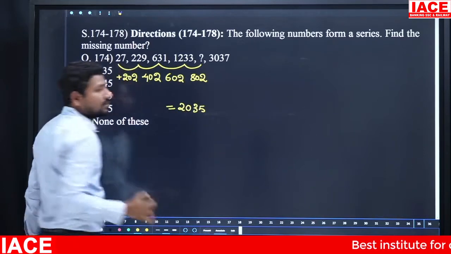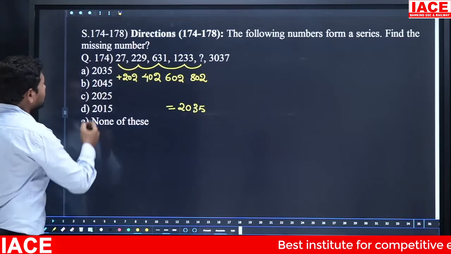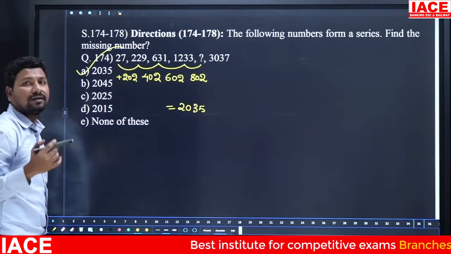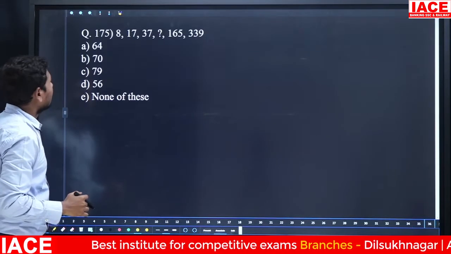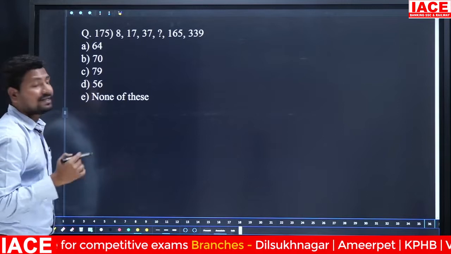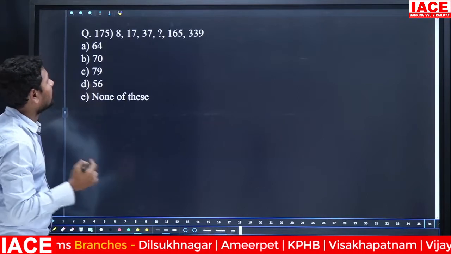Then the final answer is what? 2035. 2035 means which option is correct? Option A. Next, 8, 17, 37, question mark, 165 and 339.